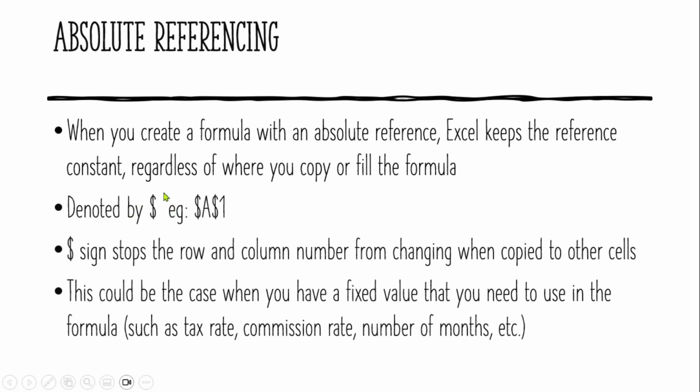So when we lock the formula, it stops the row and column number from changing when copied to other cells. So it will not copy the formula down. This could be the case when you have a fixed value that you need to use in the formula. We can use it for such things as tax rate, commission rate, number of months, or, as we have seen in the example, bonus calculation. For such cases we can use this absolute referencing.